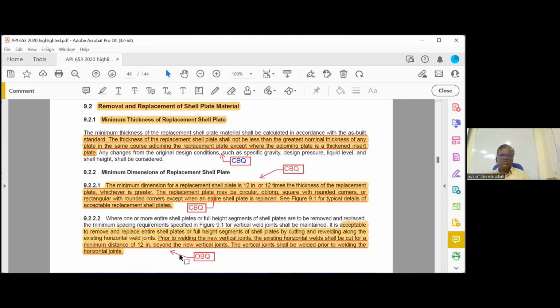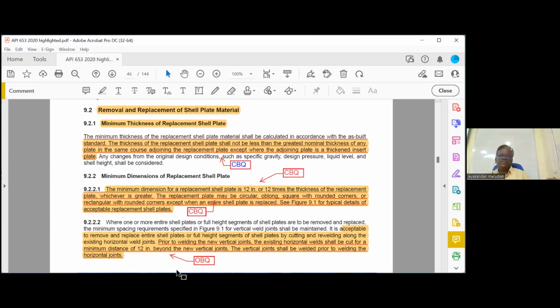Then the last line is an open book question. Prior to welding the new vertical joint, the existing horizontal joint shall be cut a minimum distance of 12 inch beyond the new vertical joint. The vertical joint shall be welded prior to welding the horizontal joint. So we have to cut 12 inch. First you have to complete the vertical joint. Finally, we have to weld the horizontal joint. I explained everything, I hope you understand. That is an open book question.